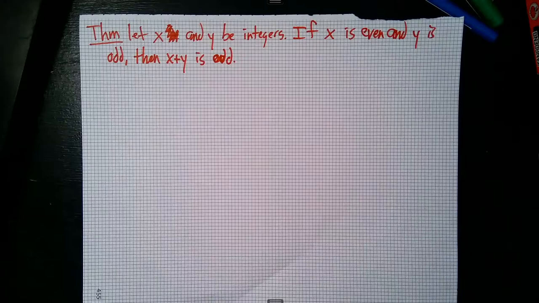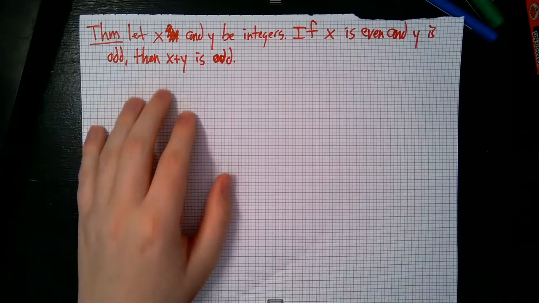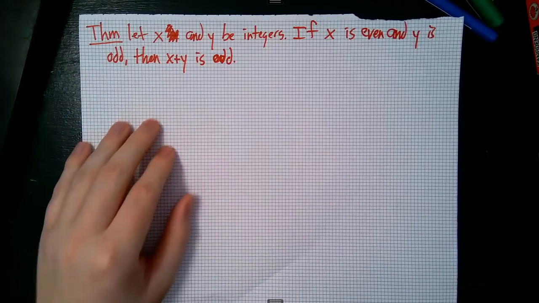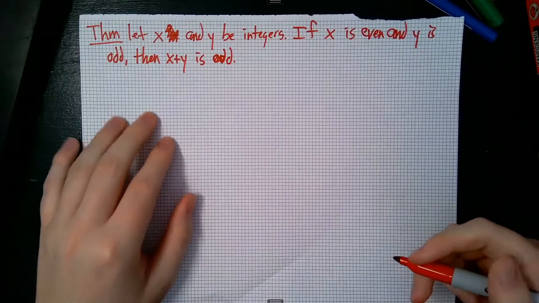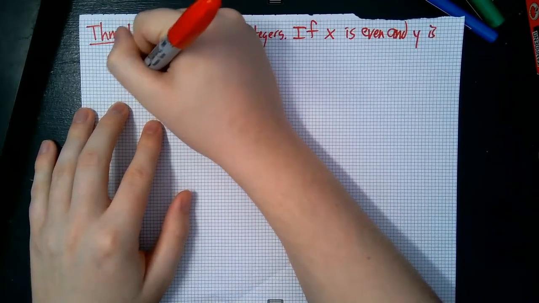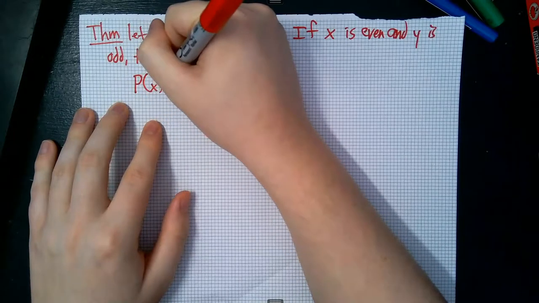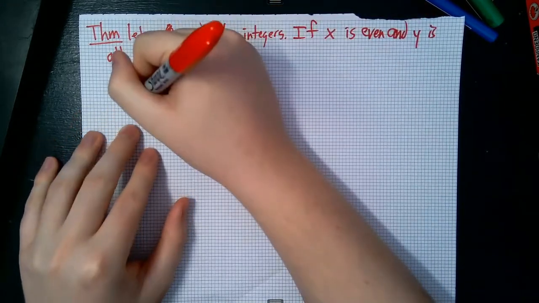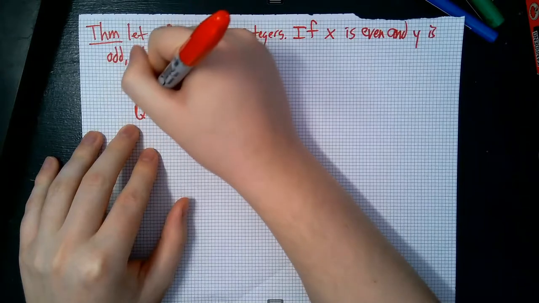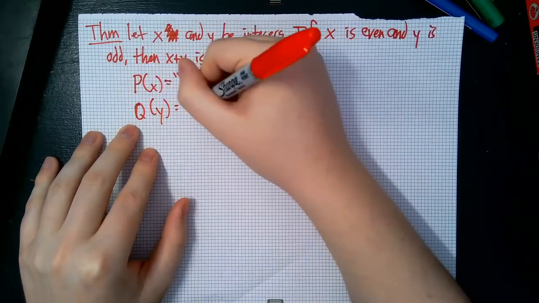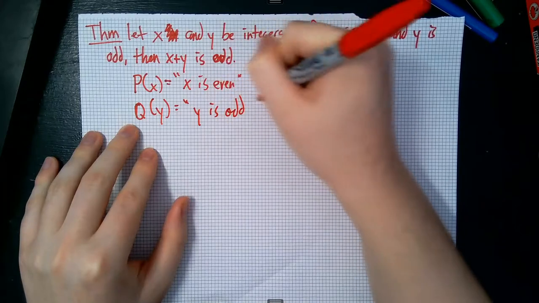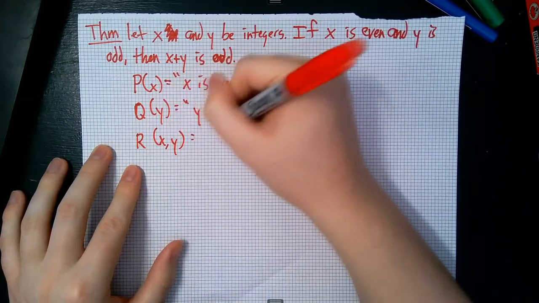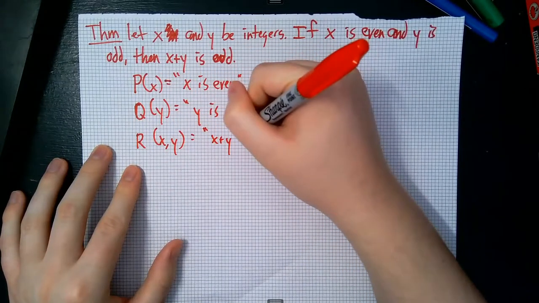Well, it might be helpful for us to take a look at what the theorem is structurally in terms of propositional and predicate logic. So what we can do is we can start trying to create predicates here. So let's say P of X is the statement, X is even. Q of Y is the statement, Y is odd. And R of X, Y is the statement, X plus Y is odd.